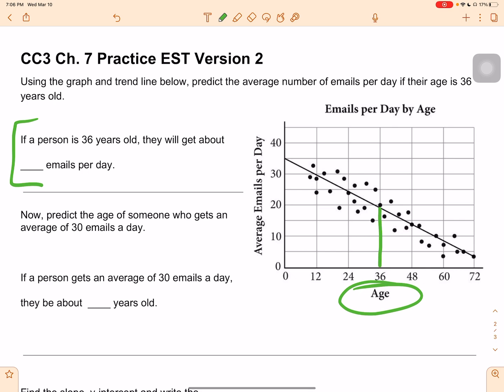So from this line, I'm going to go straight across. What would you estimate this number to be? We see here it's going by 5, 10, 15, 20, 25, and so on. I would say that's around like 18 or 19. So 18 or 19 emails per day I would mark as correct because this is a prediction, right? It says predict. So you have to use your best estimated guess there.